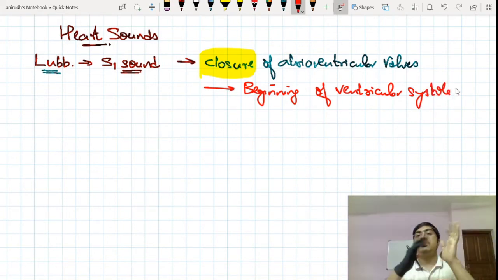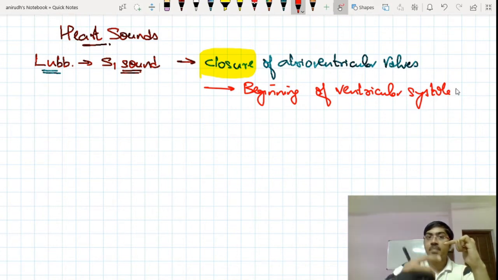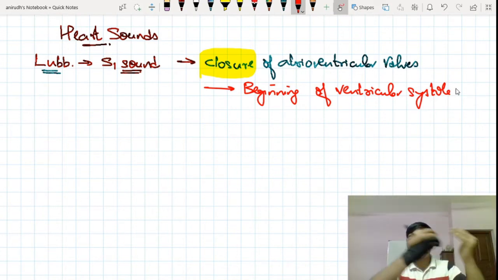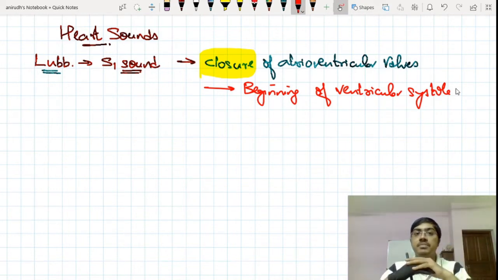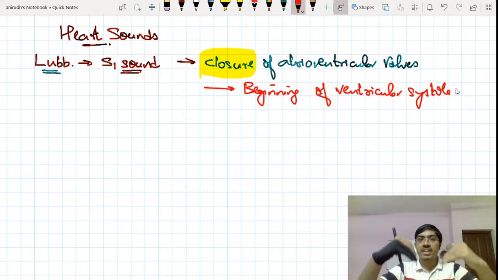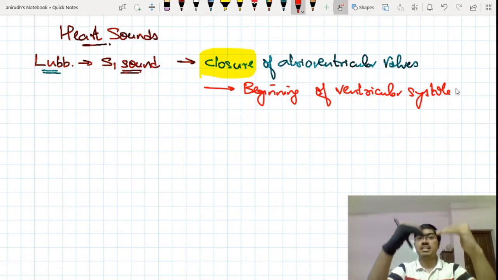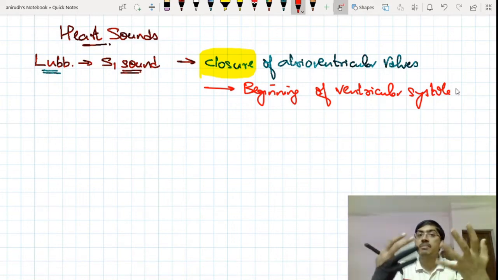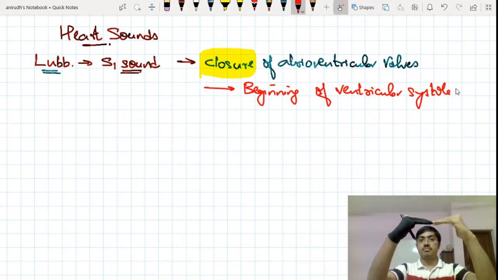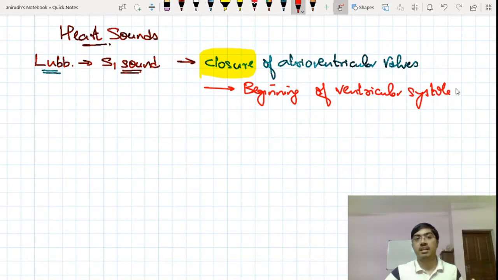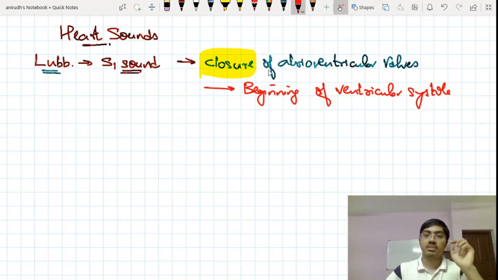Atria has sent all its blood to the ventricle. Now the ventricle has to contract, and this blood should not go back to the atria. It has received the blood from the atria, it should not give back to the atria. It has to send it to the pulmonary artery and aorta. For that matter, the valve to the atria, that is the atrioventricular valve, the tricuspid and mitral valve, has to close. So when the ventricle contracts, the blood is forced to go into the pulmonary artery and aorta.